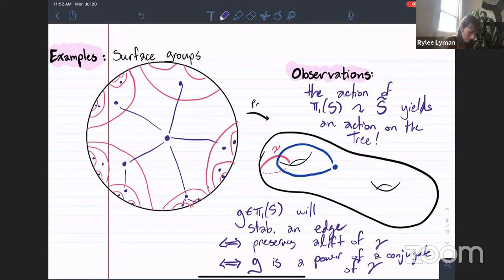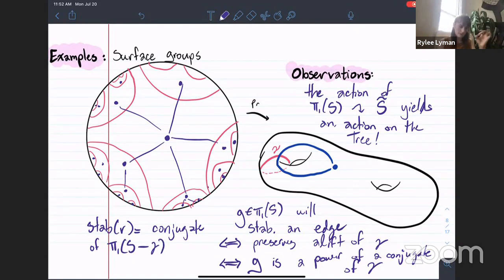You'll stabilize a vertex if you correspond to a conjugate of the fundamental group of the complement, so the surface when you subtract the curve, that will stabilize the corresponding vertex in the universal cover. So we sort of understand basically everything there is about this action on this tree, which is kind of nice. Cool. So far, so good.